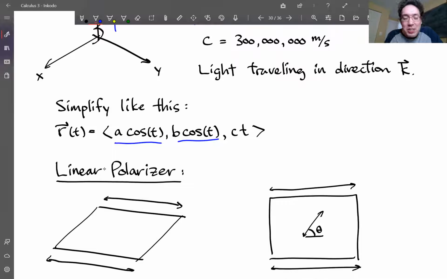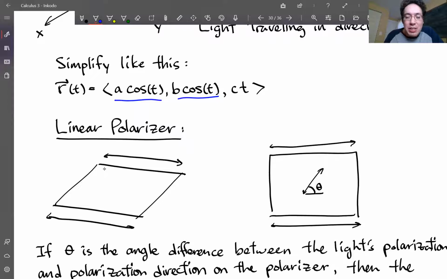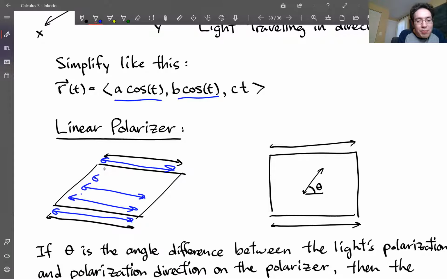Okay, so let's first talk about what a linear polarizer is. A linear polarizer is like a semi-transparent film, and it has a direction. So let's say you're holding a polarizer, like a piece of plastic, and let's say it's polarized in this direction. What it does is that polarization of light has a direction, and it blocks all the light that's not going in that direction.